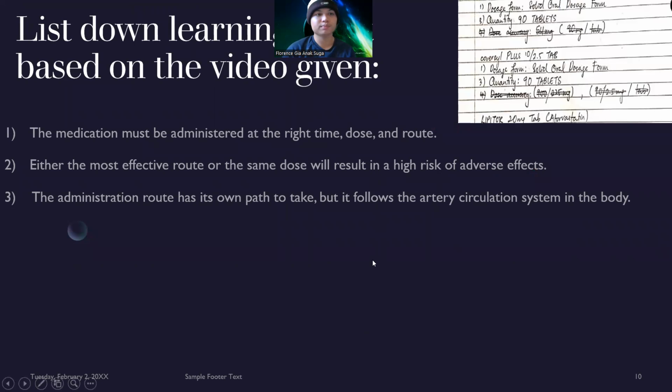The learning point from the video is that the medication must be administered at the right time, the right dose, and the right route. Otherwise, using the wrong route or the same dose will result in a high risk of adverse effects, or as you know it, side effects. The administration route has its own part to play, but it follows the artery circulation system in the body.